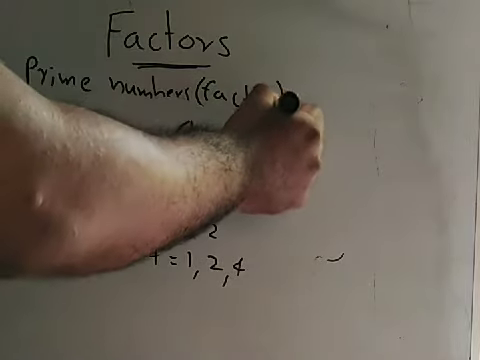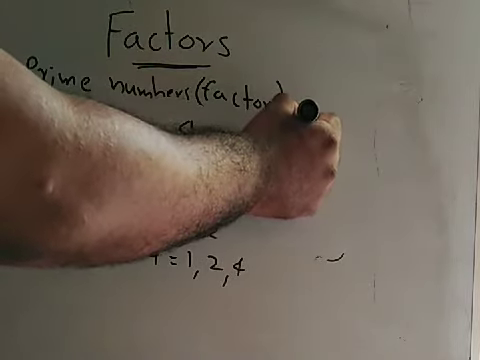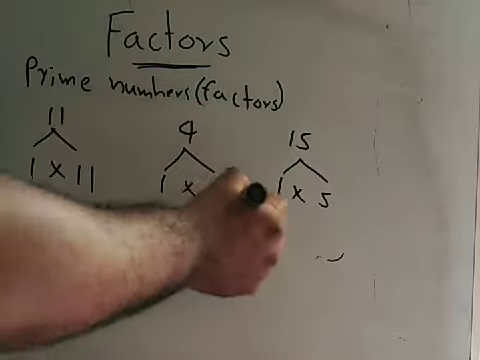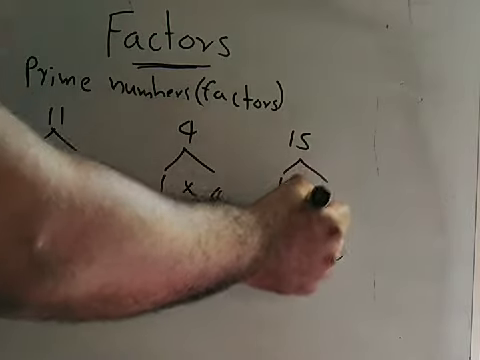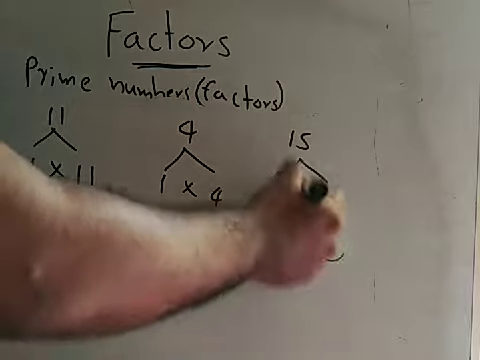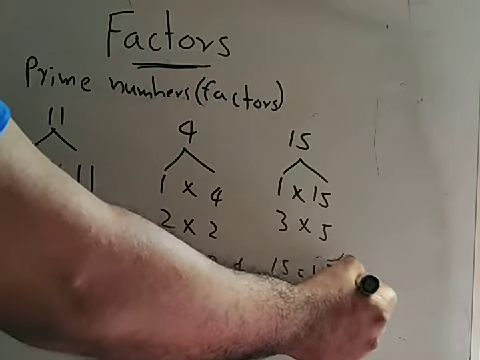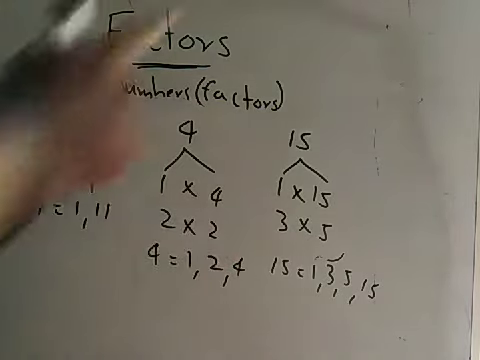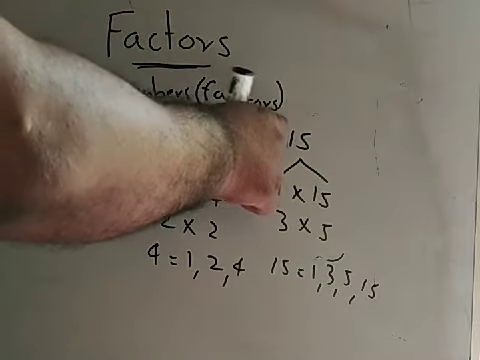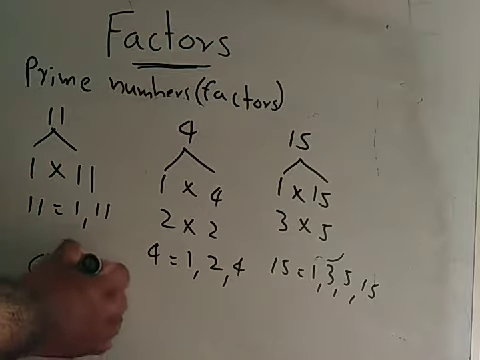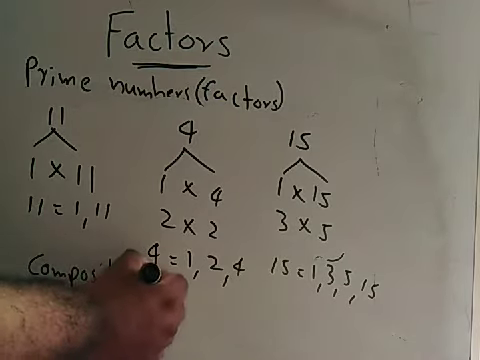Then let's take 15. 1 into 15, 3 into 5. To make 15, there are 1, 3, 5, 15. There are 4 factors, more than 2. If more than 2 factors are there, these numbers are called composite numbers. Composite numbers.